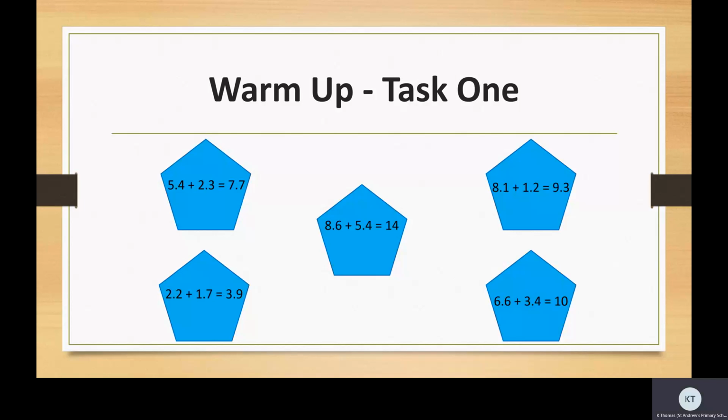Let's check. 5.4 add 2.3 equals 7.7. 2.2 add 1.7 equals 3.9. 8.6 plus 5.4 equals 14. 8.1 plus 1.2 equals 9.3. And 6.6 add 3.4 equals 10.